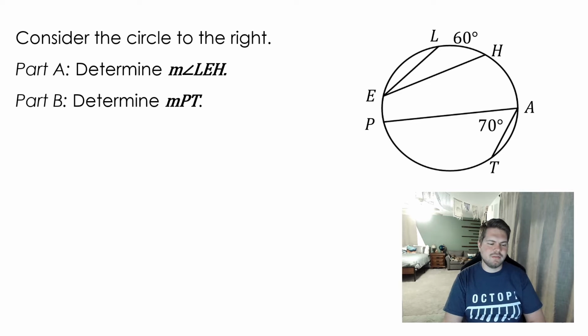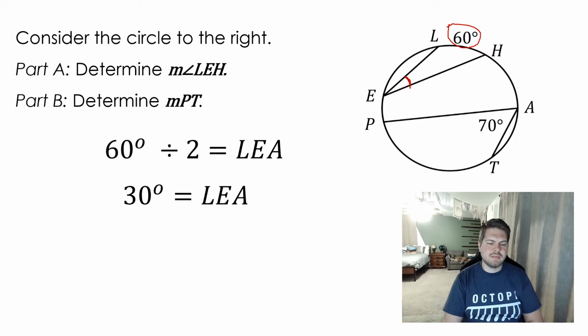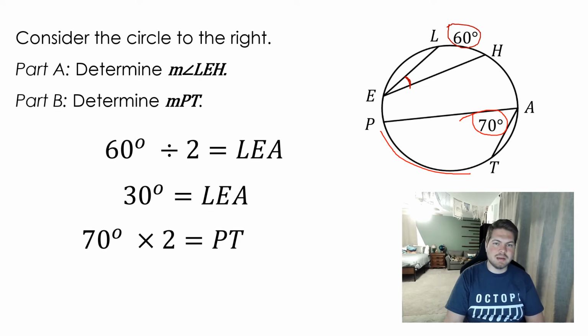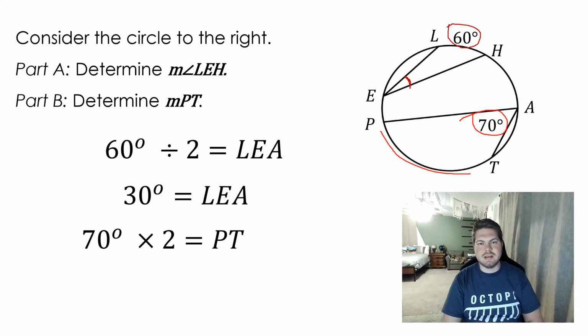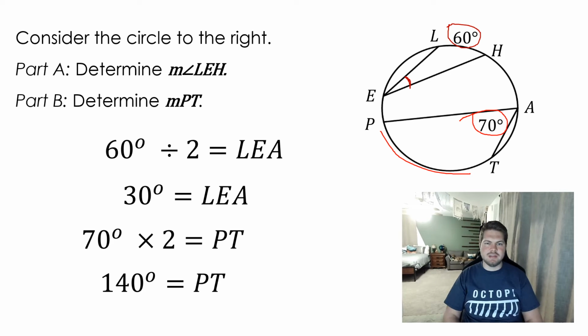Okay, so here we're looking for angle E. We are given the arc length of 60, so we are trying to find this inscribed angle E. Same principle applies. We are going to do half of 60, so we get the angle E is 30 degrees. Same thing that you know how to do with our inscribed angles, but finding the arc length, we are going to do the opposite, 70 times 2. So we get that it is 140 degrees for PT.